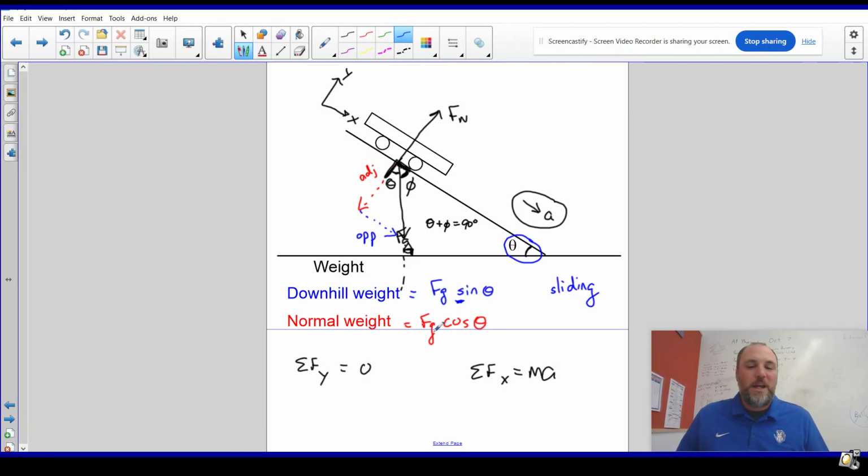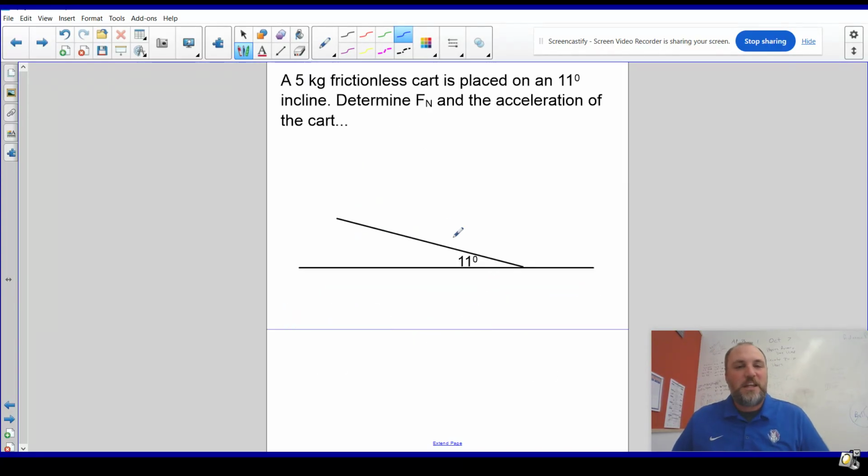And then the normal weight will be the cosine, because it's the adjacent in that right triangle. Okay? So we'll take a look at an example with the sliding and the normal weight. A 5 kilogram frictionless cart placed on an 11-degree incline is going to slide down. I'd like to determine the acceleration of the cart.